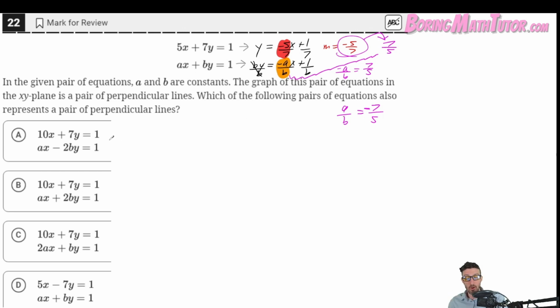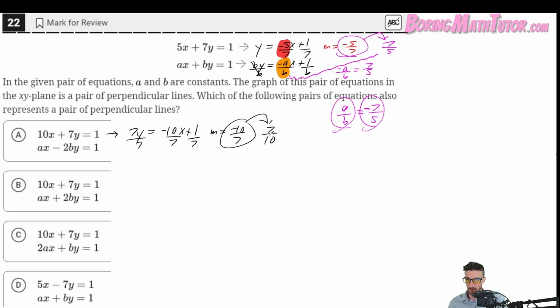And now I can check to see which one of these could also potentially be perpendicular. But I'm going to have to use what I just learned, that a over b is equal to negative 7 over 5. Okay, so let's go to this very first one. Let's solve this one for y. And we get 7y equals negative 10x plus 1. Divide everything by 7, and we find out that the slope here is negative 10 over 7. Now, if I take the negative reciprocal of that, that would get me 7 over 10.